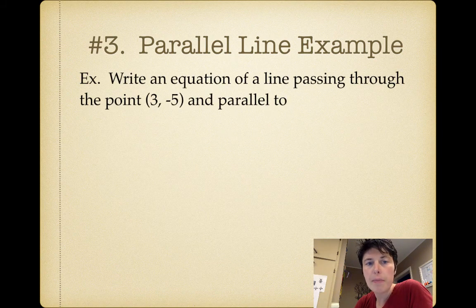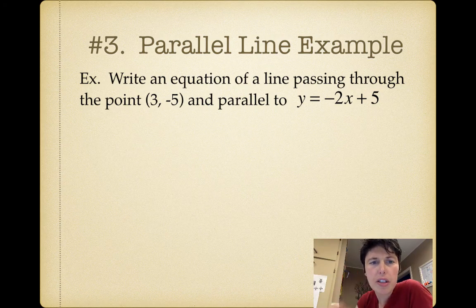Here's your example. Write an equation of a line passing through the point (3, -5) and parallel to y equals negative 2x plus 5. Why don't you pause the video and give this problem a try? I'll read it to you one more time. Write an equation of a line passing through the point (3, -5) and parallel to y equals negative 2x plus 5. Give it a try. Pause the video and see if you get this one right.